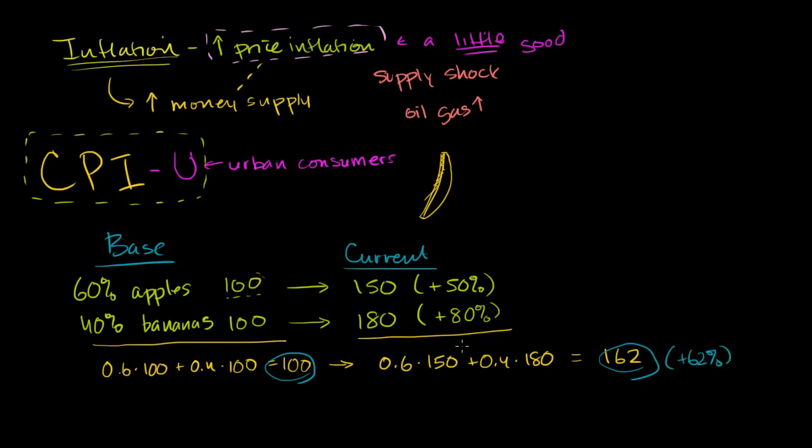And you would have gotten the same result if you took the weighted average of the percentages. If you took 0.6 times 50% plus 0.4 times 80%, in fact, we could do that in our head. 0.6 times 50% is going to be 30%, and then 0.4 times 80% is going to be 32%. 30 plus 32 gives us 62% growth for this basket of goods, which we're assuming is, I guess, for this urban consumer, from our base year to the current year. Now, in the next video, we'll actually look at what the basket of goods actually looks like in the United States for an actual urban consumer.